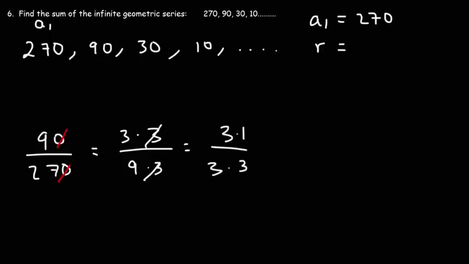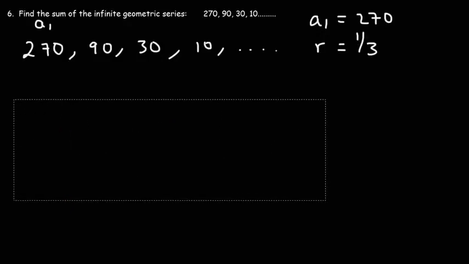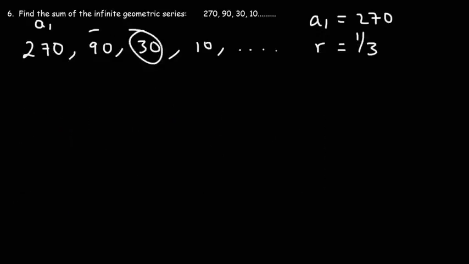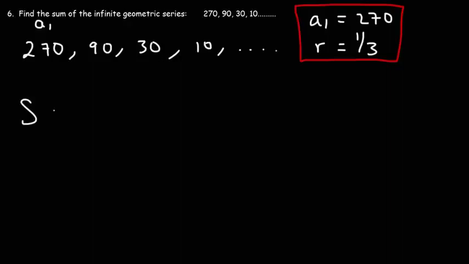3, we can write that as 3 times 1. 9 is 3 times 3. This is 1/3. So that's going to be the common ratio. And of course, if you divide 30 by 90, you also get 1/3. So now that we have the first term and the common ratio, we can now calculate the sum of the infinite geometric series using this formula. It's going to be a sub 1 over 1 minus r.